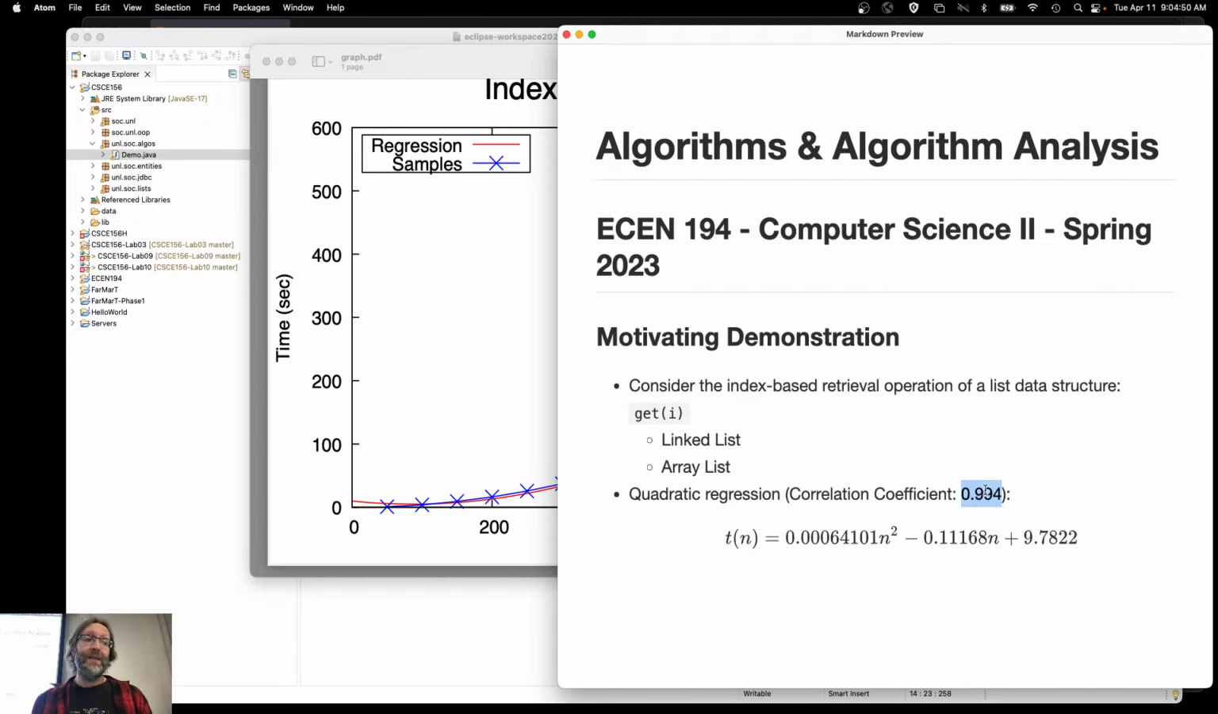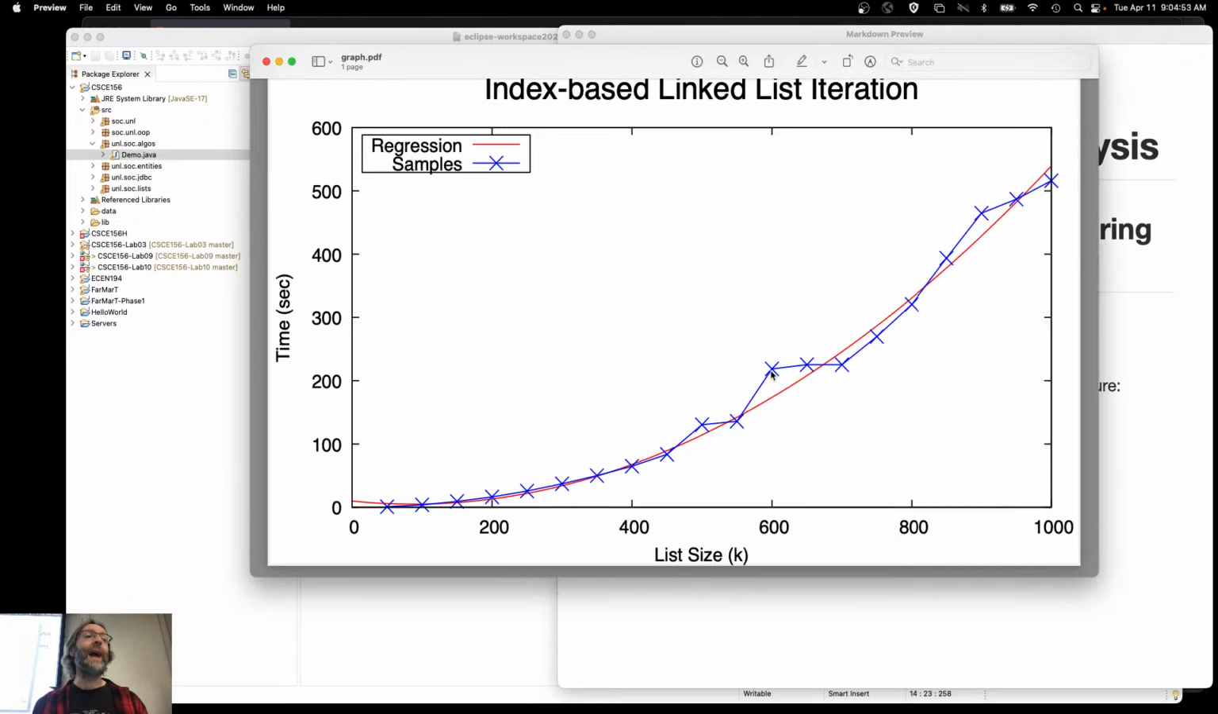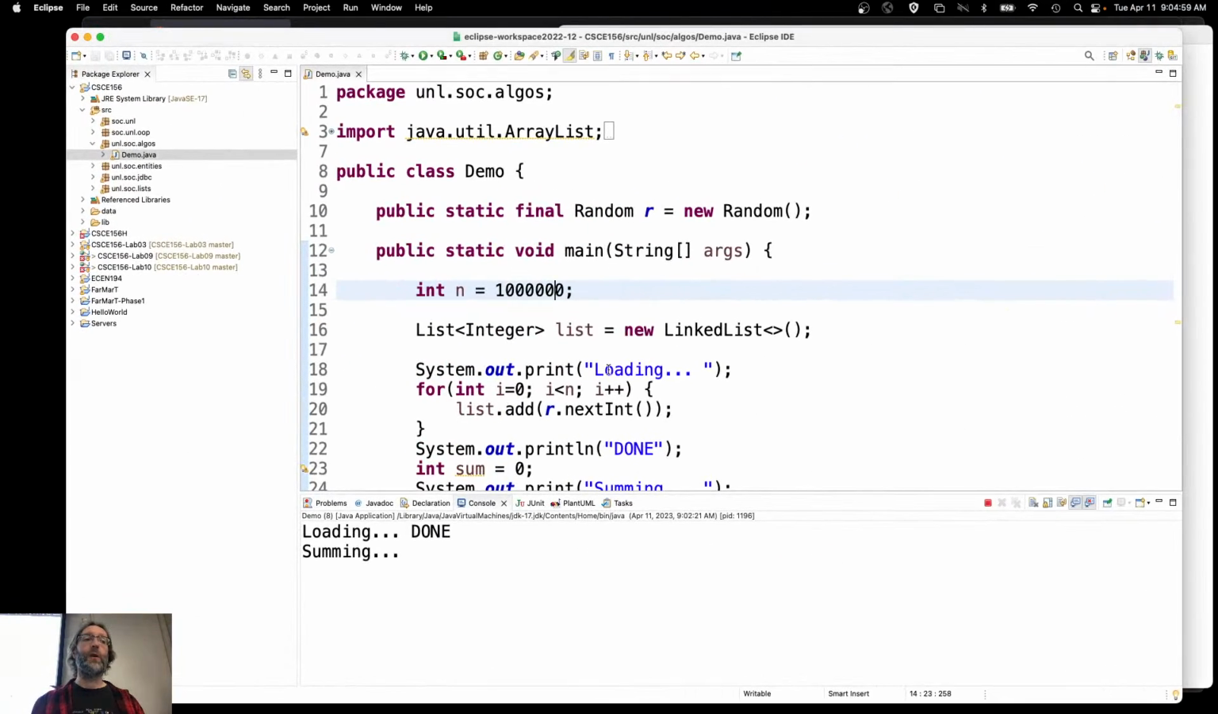So this is almost exactly what we've measured here empirically. So let's use that, because I'm not going to sit here and wait for it to execute on even, say, 1 million.